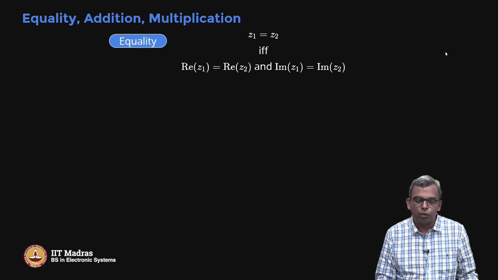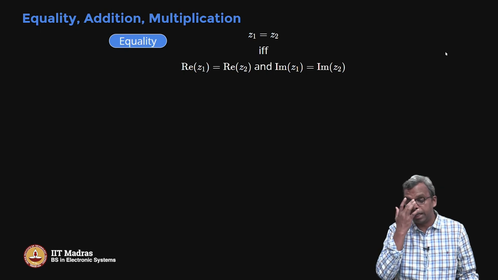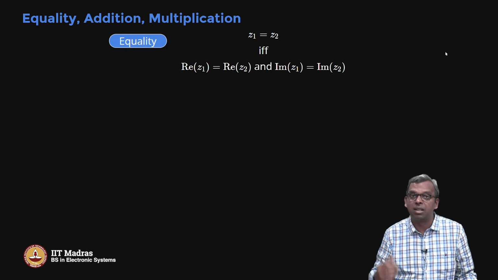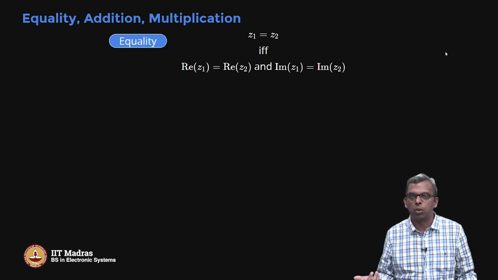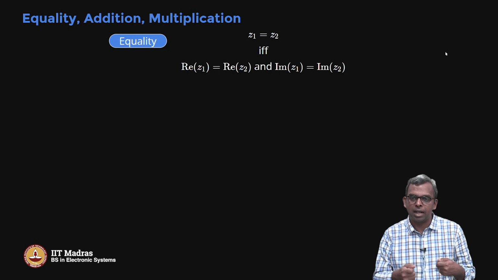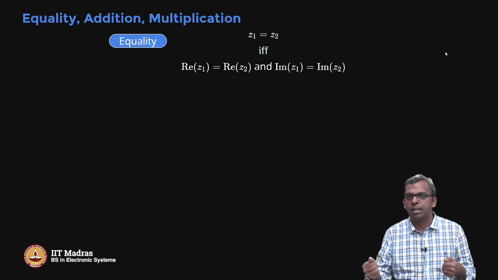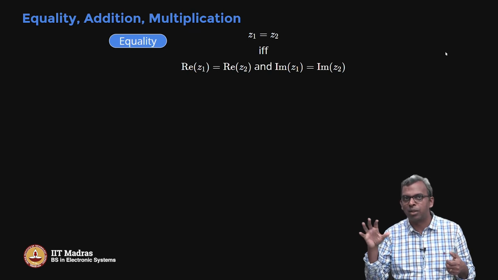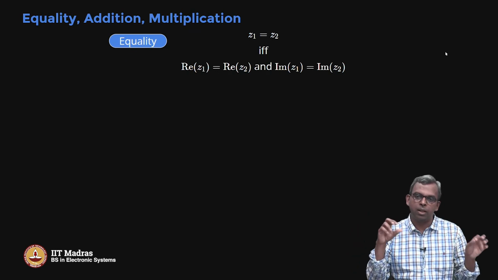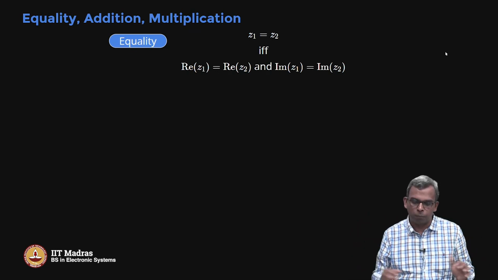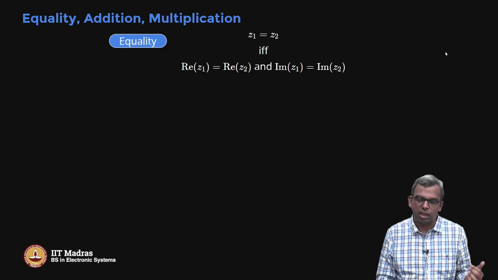Okay. The first thing is equality. When do we say two complex numbers z1 and z2 are equal? z1 equals z2 if and only if the real part of z1 equals the real part of z2 and the imaginary part of z1 equals the imaginary part of z2. It's an easy enough thing to say. z1 has two real numbers, a plus bi, z2 has two real numbers, c plus di. And when are those two equal? When both a equals c and b equals d. So that is one small thing.